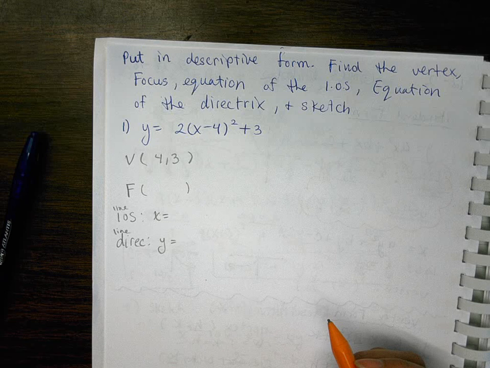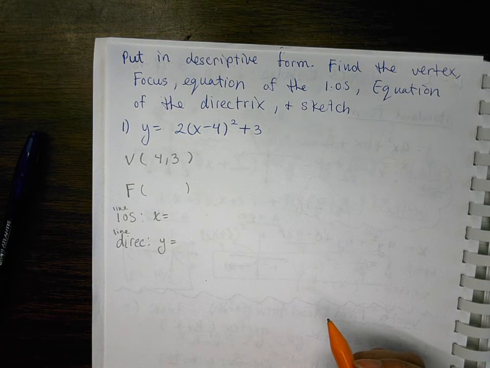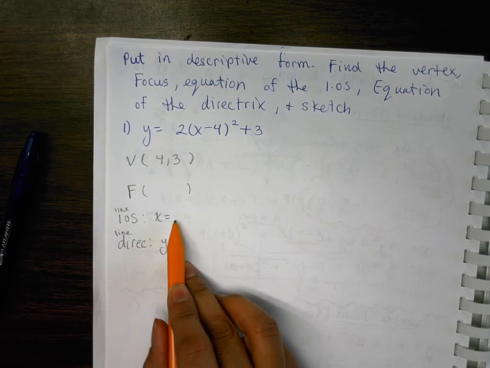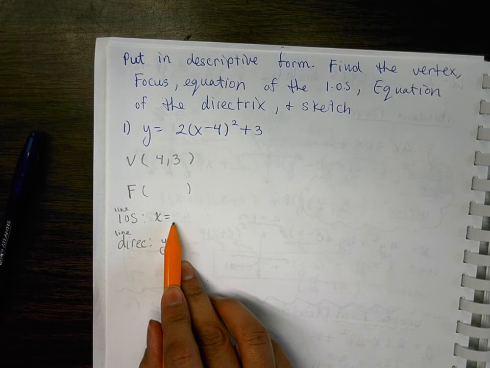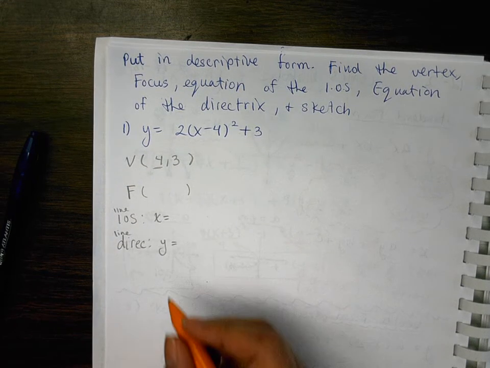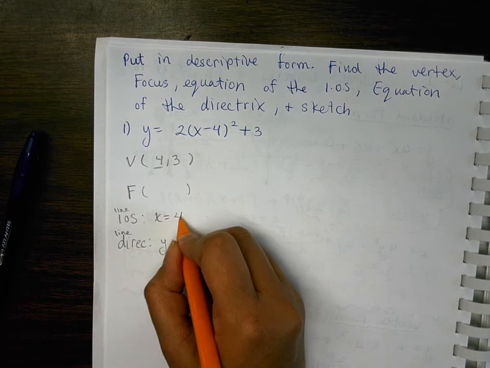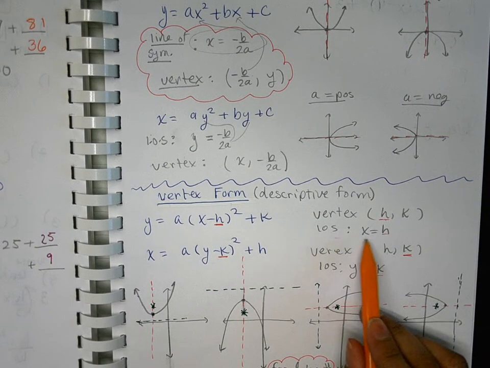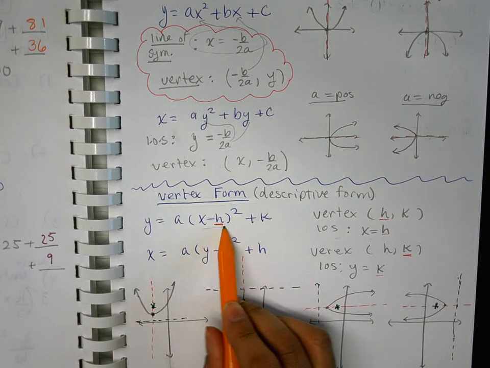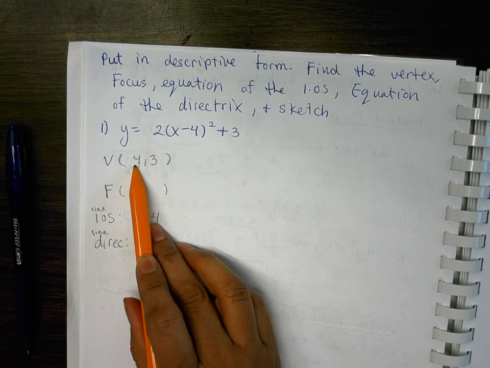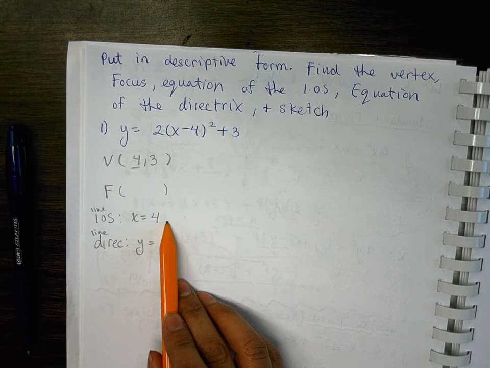4, 3. Do you see that? Yes? Opposite of the inside, outside stays the same. LOS, x equals, without any work, x equals what? X equals 4. If you didn't know that, it's right here. Your LOS is x equals h, h being the opposite of the inside, or the x value of your vertex. Opposite of the inside is also the same value of the vertex, which is the LOS. Yes or no?